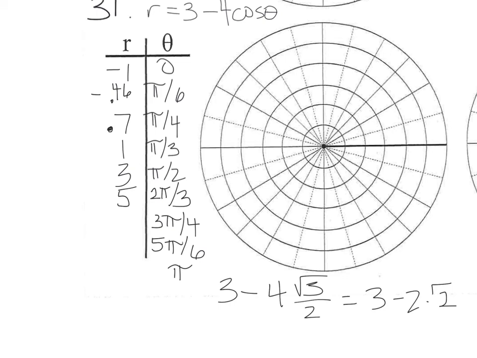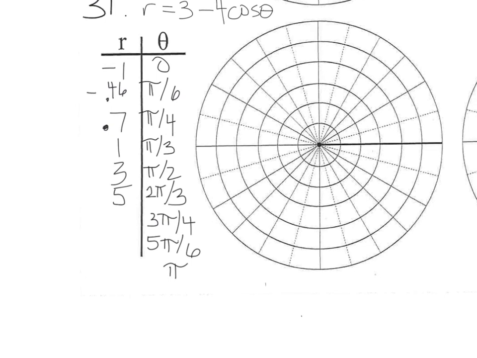Next, 3 pi over 4 plugged in for here will give us negative root 2. So if I do the calculations for 3 pi over 4, it'll look like this. We have 3 minus 4 times cosine 3 pi over 4. Oops, sorry, cosine 3 pi over 4 is negative root 2 over 2. And that would simplify, the two negatives turn positive, and now we have a 2 root 2. So we have 3 plus 2 root 2, which is about 5.8.